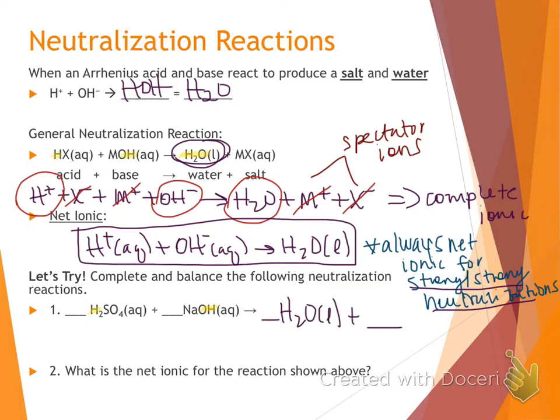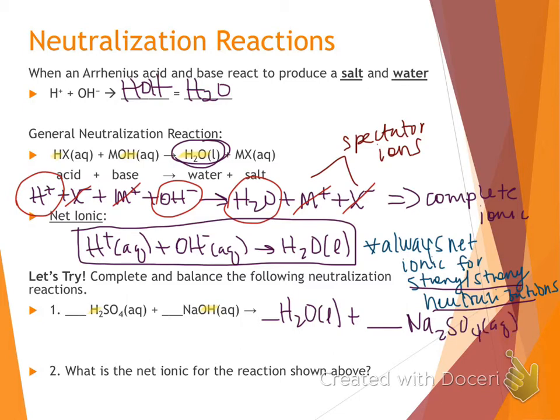And then we're going to form our salt from the sodium and the sulfate. We do need to make sure that we are balancing our charge for that compound. Sodium is plus one, sulfate is two minus. So we're going to need two of our sulfate ions.